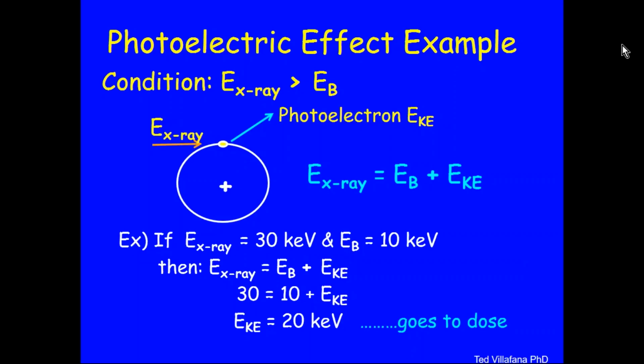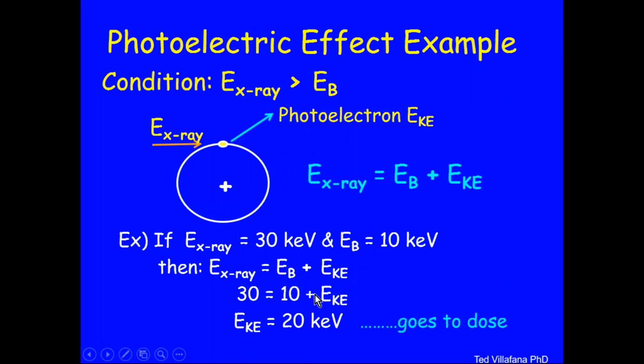And where we had left off last time was with the photoelectric effect. Here is a picture of the photoelectric effect, energy coming in and overcoming the binding energy of a bound orbital electron, setting that electron in motion. It's called a photoelectron, and that photoelectron has a particular kinetic energy, and the energy balance is as seen. Whatever energy comes in is split between the binding energy and the kinetic energy. The condition for this to occur is that the X-ray energy has to be greater than the binding energy.